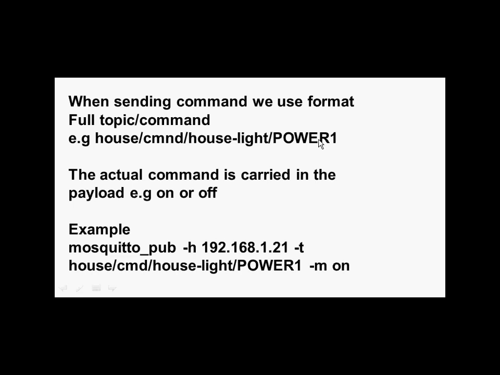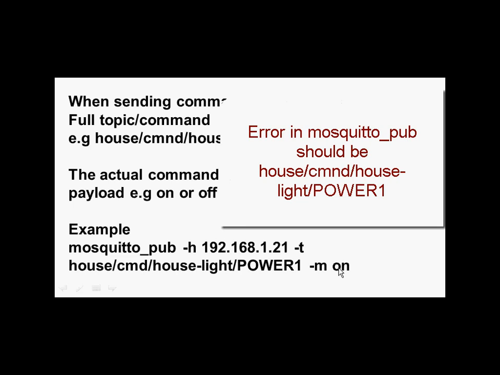And if we wanted to turn the LED, we'd have LED here instead of power one. Now the actual command, on or off, is carried in the payload. So if we look at the Mosquitto pub tool and we publish to this device, we'd have this command here: house, command, house light, power one, minus m, and we turn it on. Using this to turn it off, we just put off here. So that's the structure.